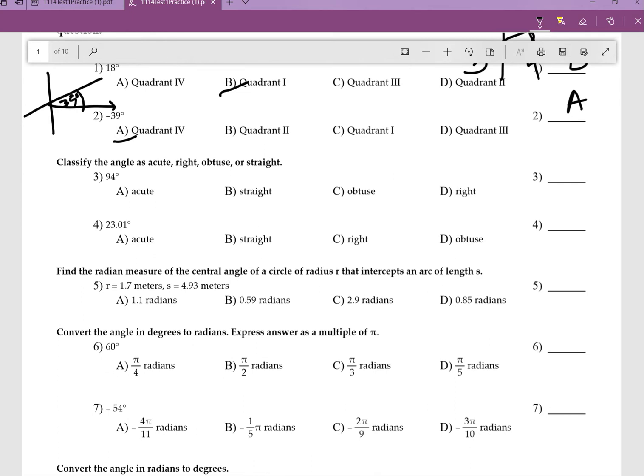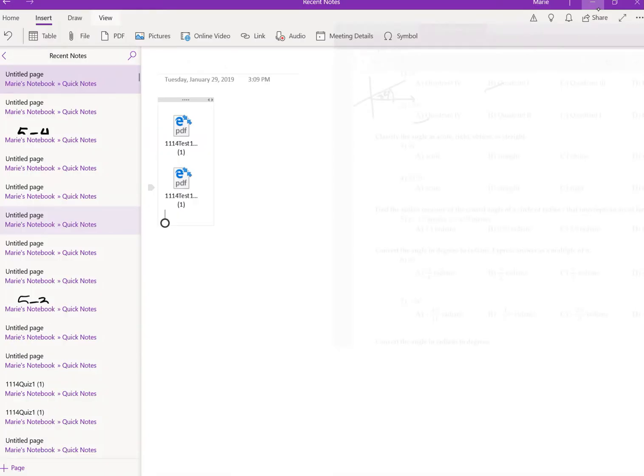When you look at classification, this just goes back to basic definitions. Anything over 90 degrees we consider in this case obtuse, and so it's not acute, it's not straight, and it would not be right. If it were right, it would be exactly 90 degrees, so then the answer choice would be C.